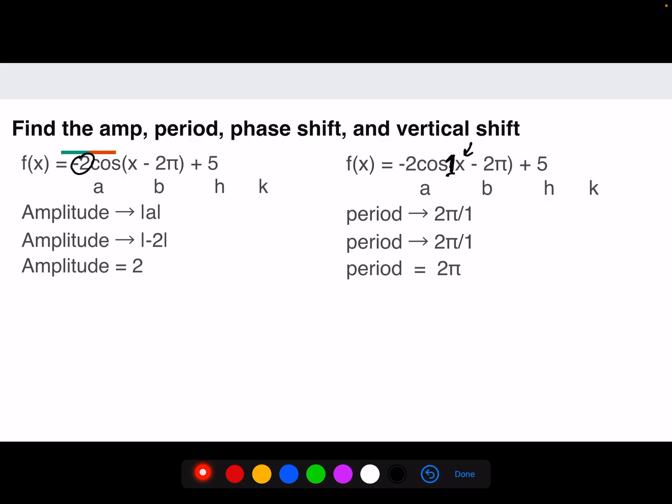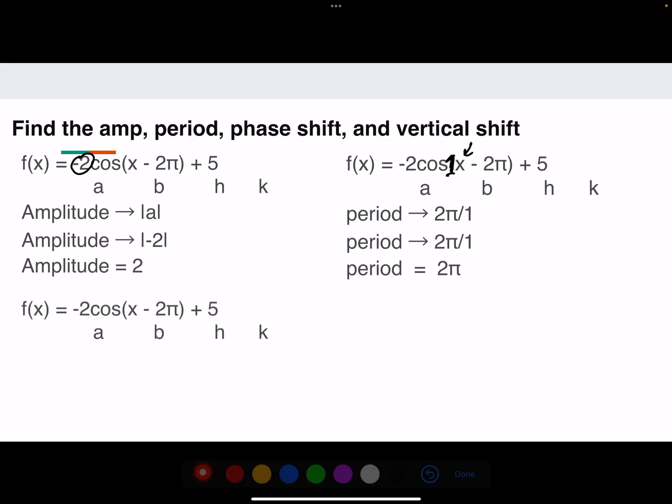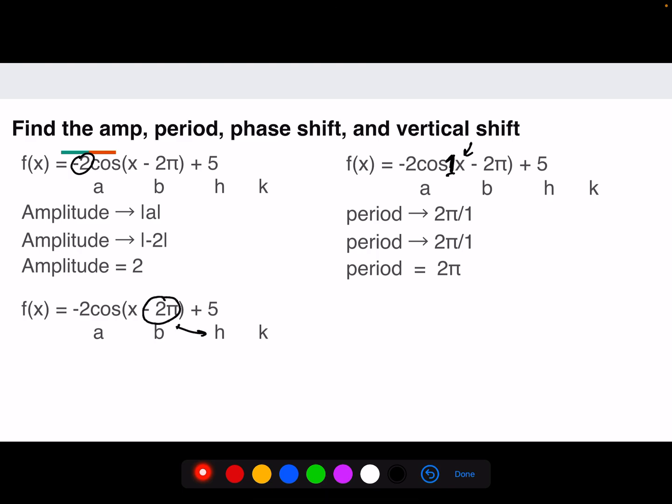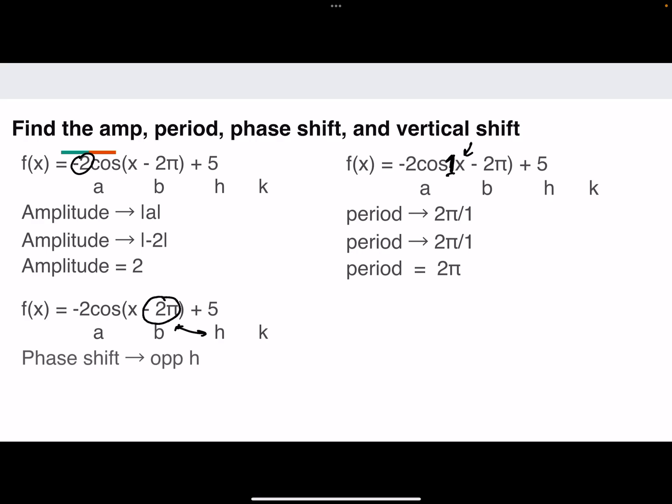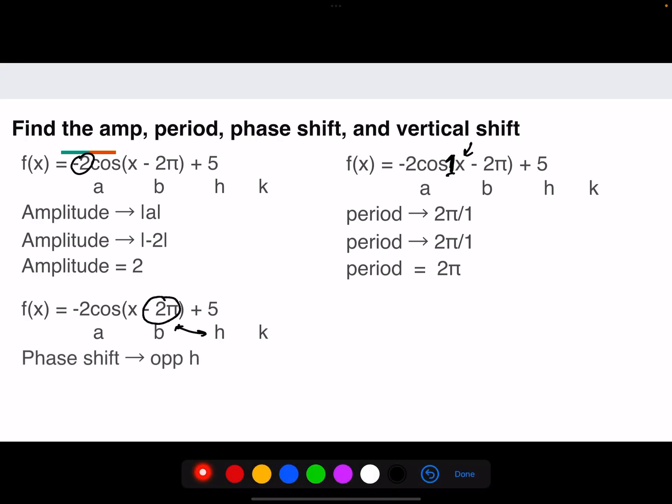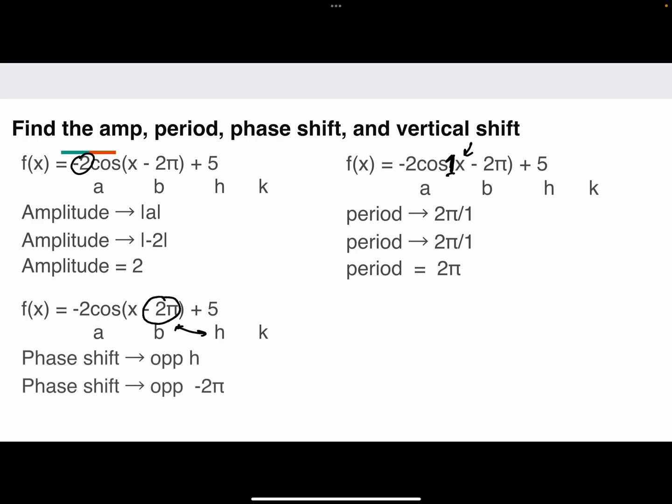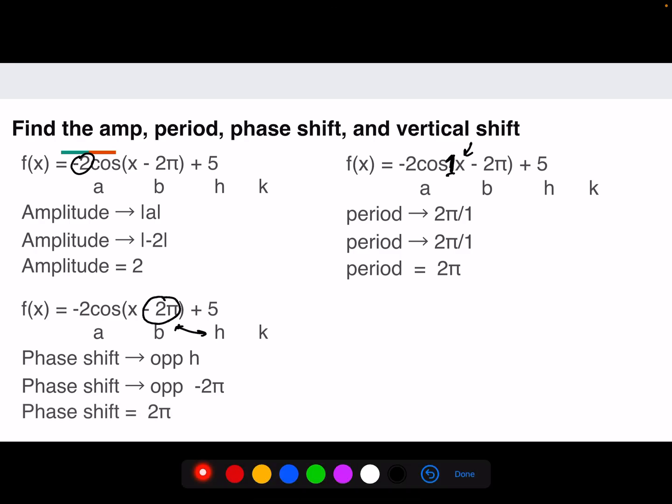The period can't be 0, so it's going to be 2 pi here. The phase shift is going to be this right here. That's going to be my H. And remember, the horizontal shift is always opposite. So I want the opposite of -2, so I'm going to get a positive 2.